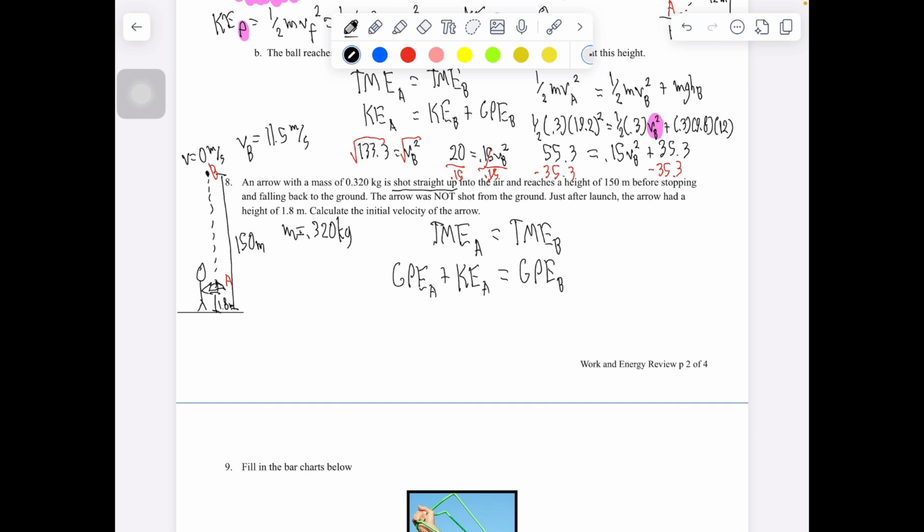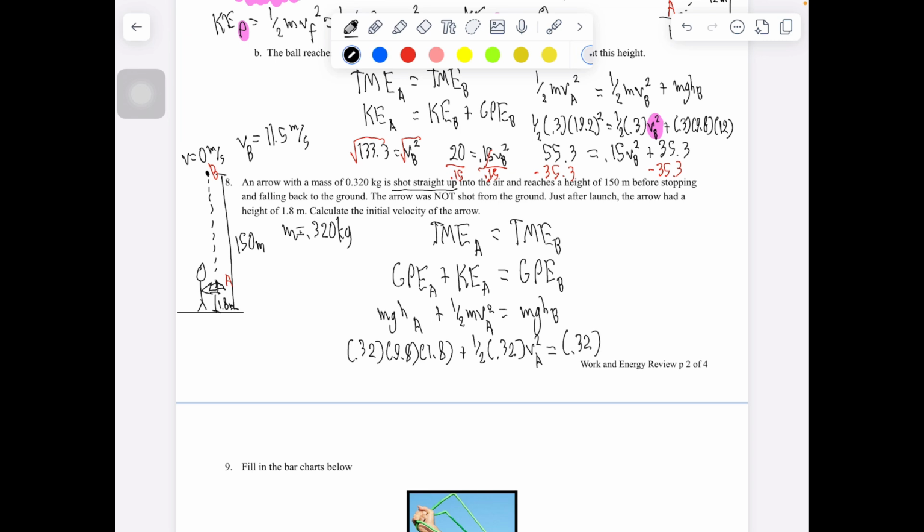Now we'll continue on. We'll plug in our equations, replace GPE with MGH, KE with 1/2 mv squared, and now we can plug in everything we know. The mass, 0.32. G of 9.8. The height initially at A is 1.8. And we're saying 1/2 the mass. It's still our 0.32. This is the velocity that we are solving for. The initial velocity, the velocity at point A.